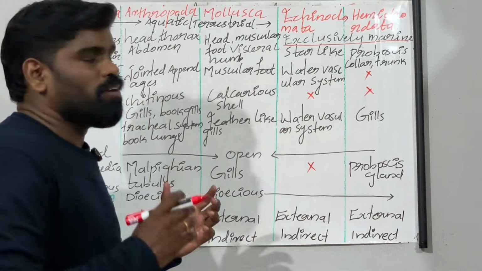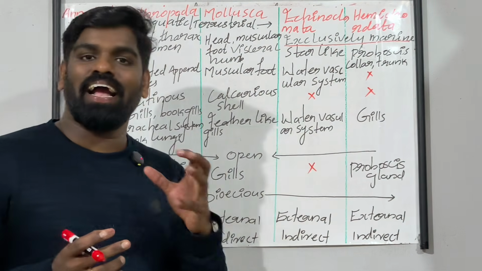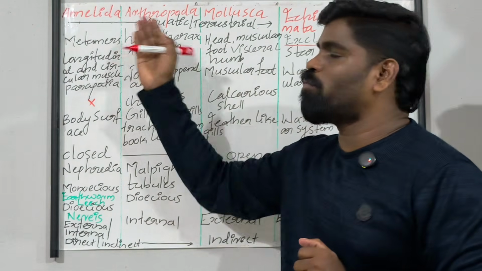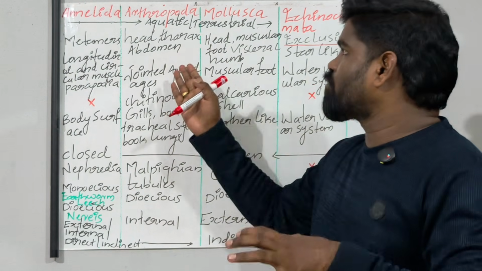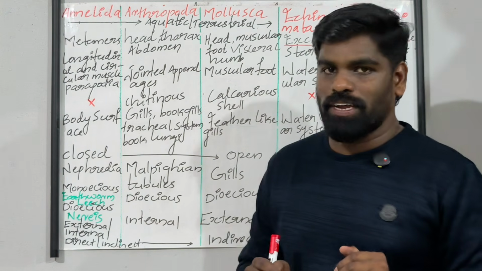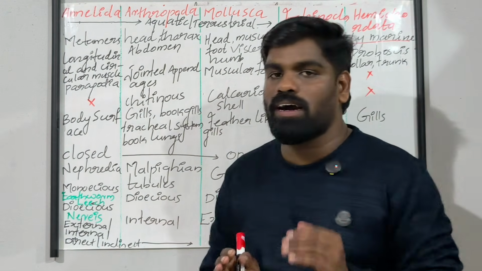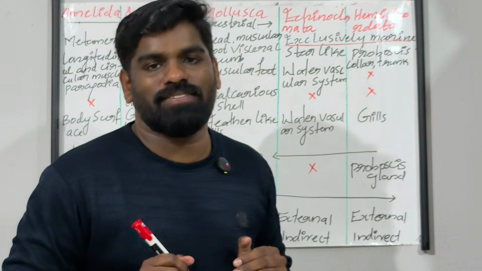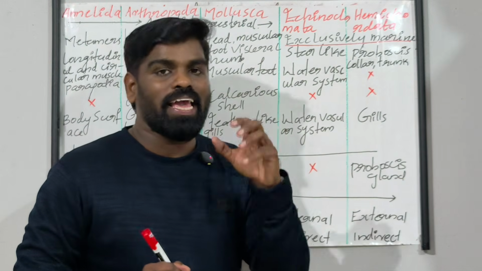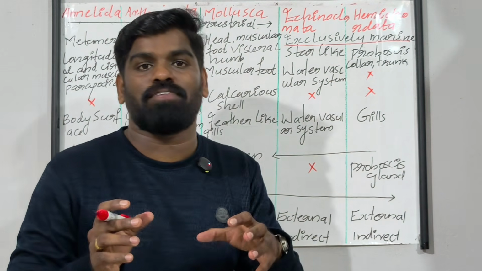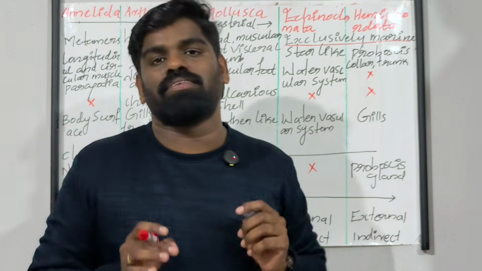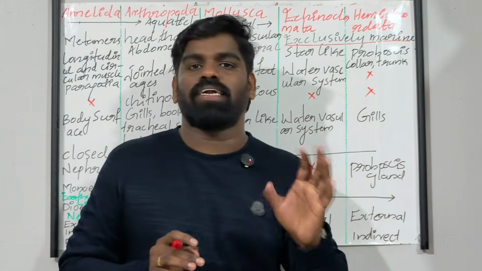Now, first of all, we are going to discuss the habitat. When we talk about the habitat of different phyla, Annelida, Arthropoda, and Mollusca we can see in aquatic form as well as in terrestrial form. Now Echinodermata and Hemichordata are the phyla which are exclusively marine. Very important: the phyla which are exclusively marine are Echinodermata and Hemichordata.